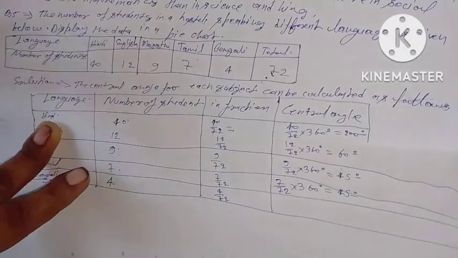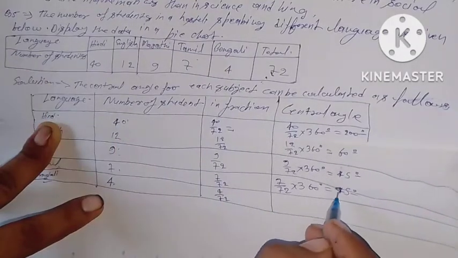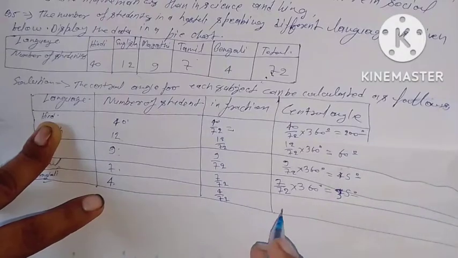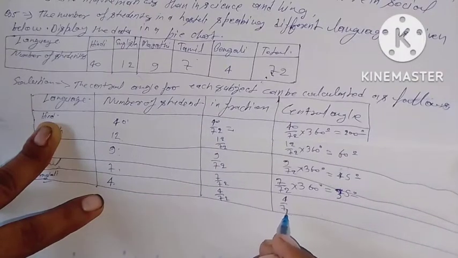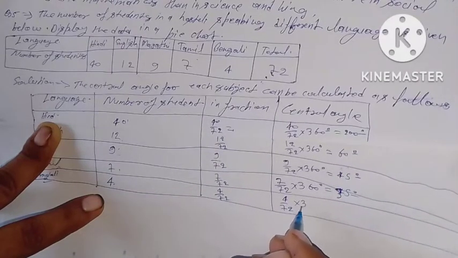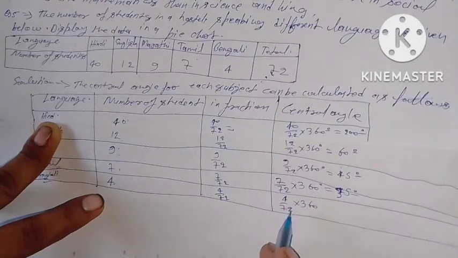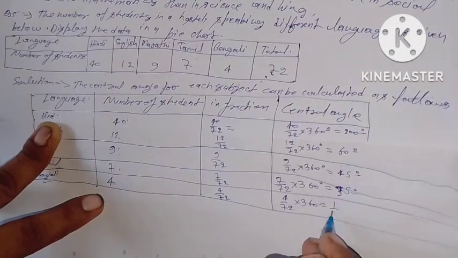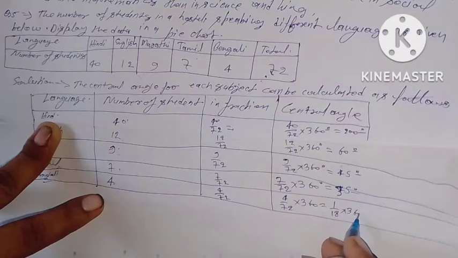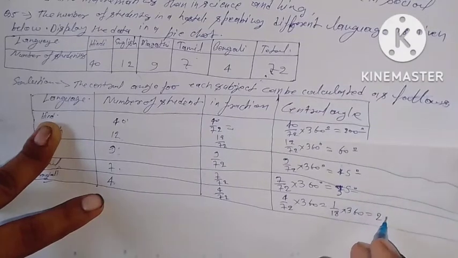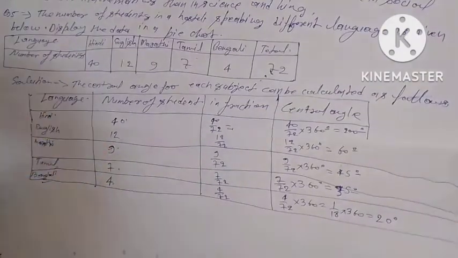Equal to 35 degree. And next is 4 upon 72 multiplied by 360 degree, that means 1 upon 18 multiplied by 360 degree equal to 20 degree. Okay.